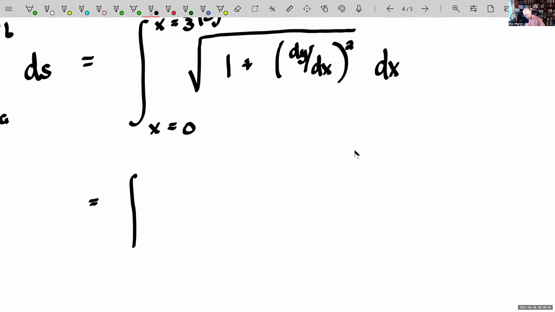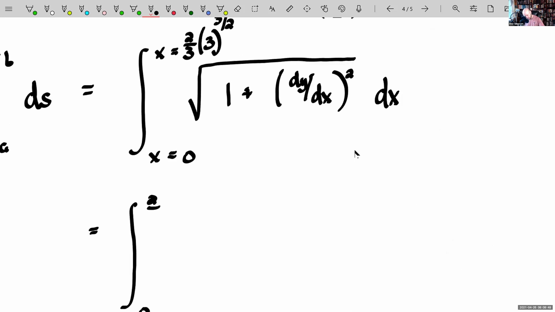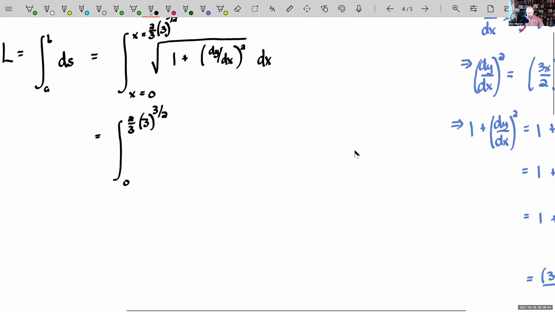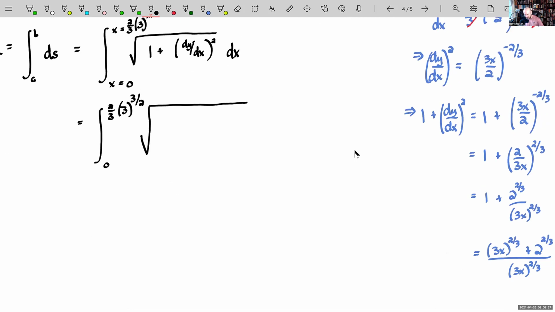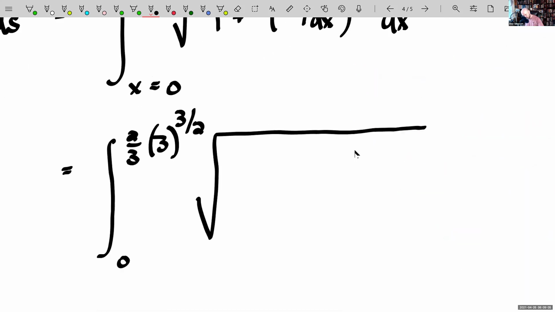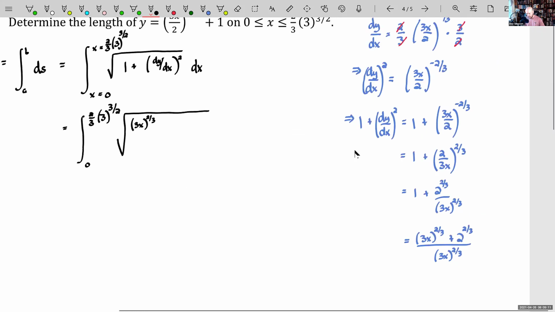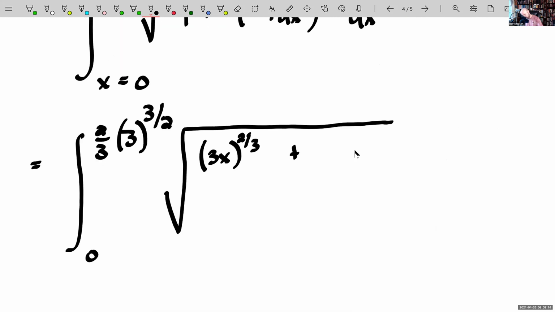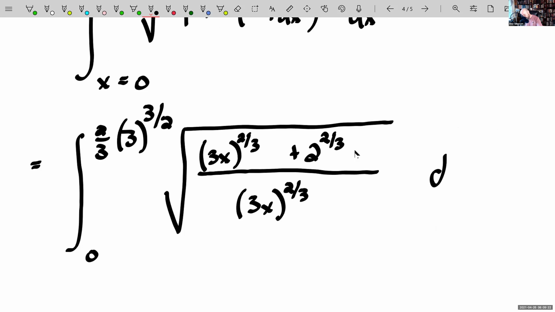You get the integral from, now everything's going to be in terms of x, so I don't need to write x equals. And we have the square root of this simplified, even though it looks pretty ugly, that simplified fraction, which is 3x to the 2/3 plus 2 to the 2/3 over 3x to the 2/3. And then we have a dx.